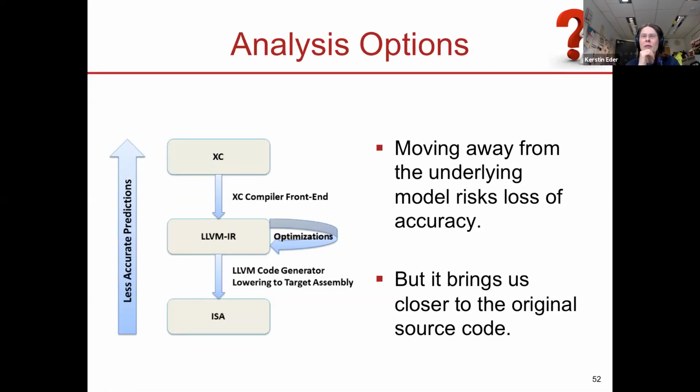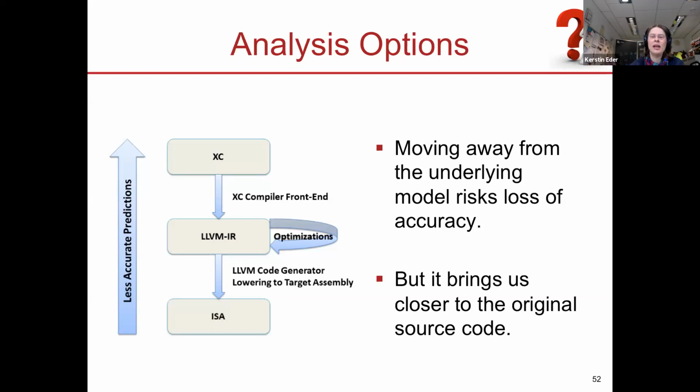So moving away from the underlying model risks loss of accuracy, right? The predictions become less accurate as you move away from the model that was created at the instruction set level. But moving higher up the abstraction stack brings us closer to the original source of the code, to the developer and to the toolchain, which is where we want to exploit those models.